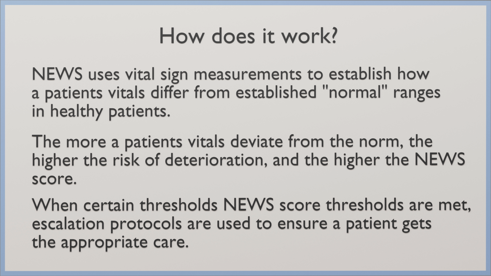So, how does it work? NEWS uses vital sign measurements regularly recorded by clinical staff to establish how unwell a patient is. These vital signs include things like blood pressure, heart rate, and respiration rate. There are normal ranges for each of these measurements that healthy adults will fall within, and NEWS helps us to determine how far from the normal ranges a patient's measurements are. The further from normal the patient's measurements are, the higher the risk of a patient deteriorating. NEWS also defines escalation procedures to ensure that a patient is being appropriately cared for, depending on how high the deterioration risk is for that patient.